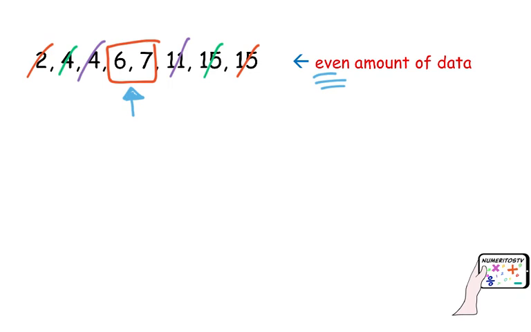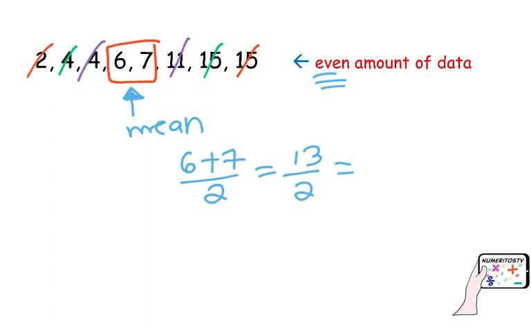So when you have an even amount of numbers and you have 2 numbers in the middle of your data, you need to find the mean or the middle number between 6 and 7. So you can just do 6 plus 7 divided by 2 to do the mean. So this will be 13, and 13 divided by 2 is 6.5. So the median here is the middle number between 6 and 7, that is 6.5.